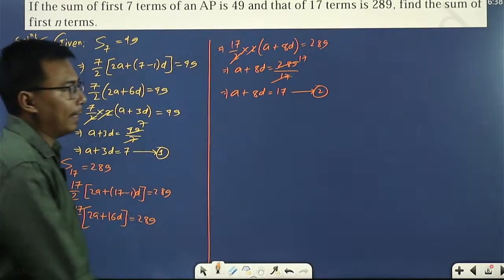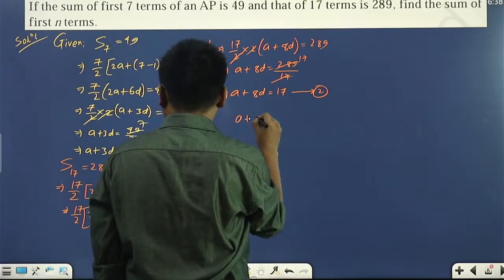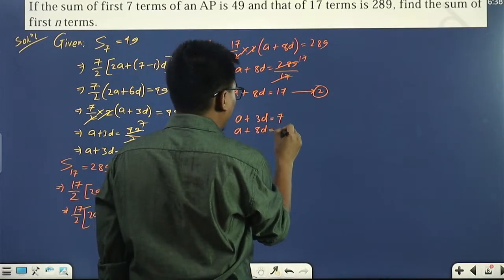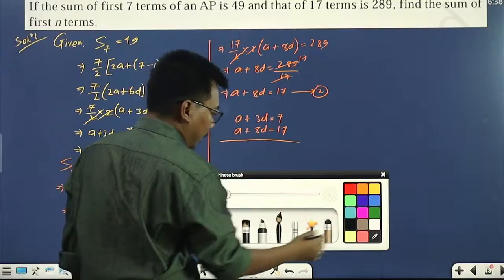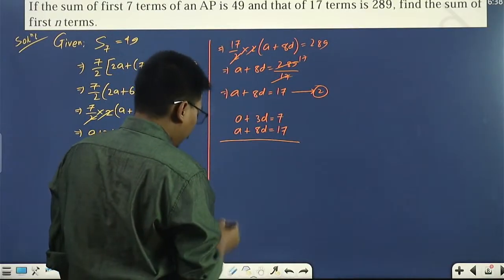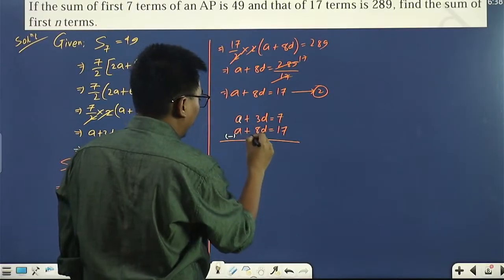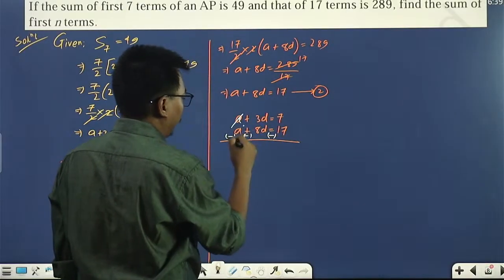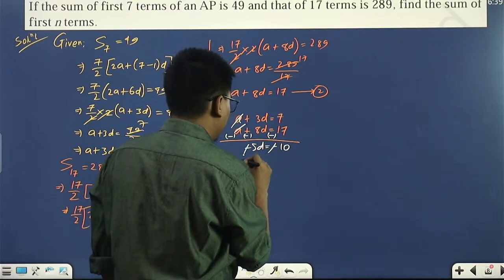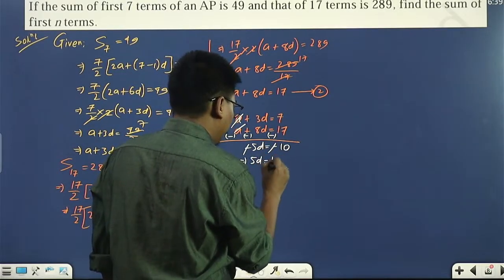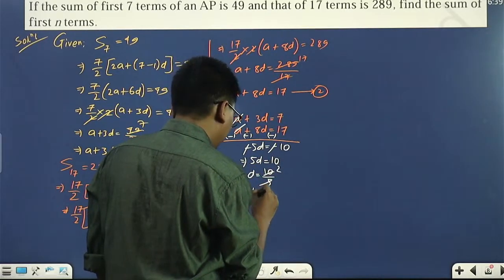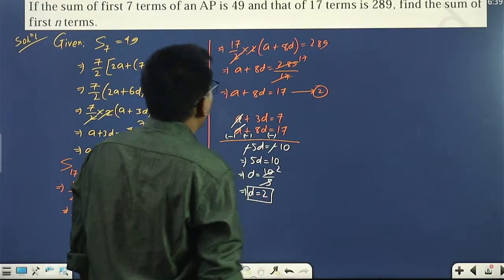Now we'll solve this using the elimination method. A plus 3d equal to 7, a plus 8d equal to 17. We'll subtract them. So we'll get minus here and minus here. This a and this a will get cancelled. 3d minus 8d will be minus 5d. 7 minus 17 will be minus 10. So 5d is equal to 10. d will be equal to 10 by 5. So the value of d will be equal to 2.